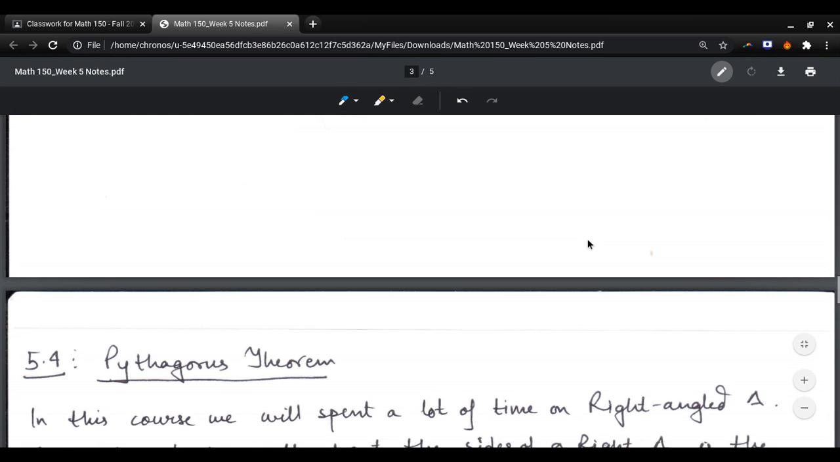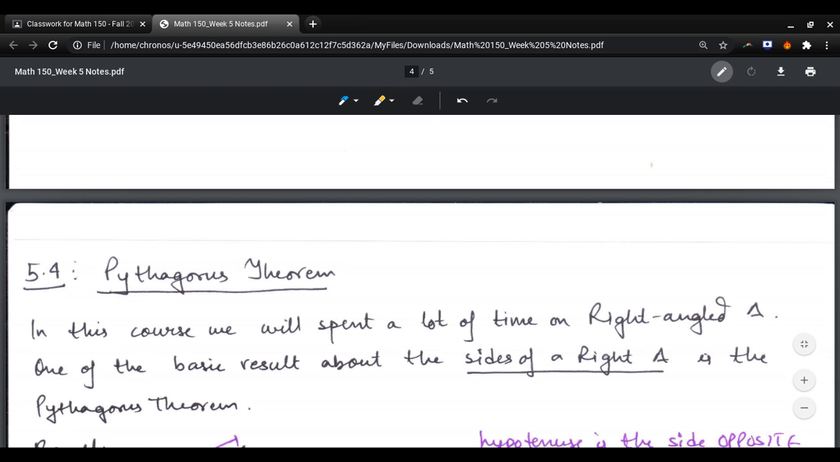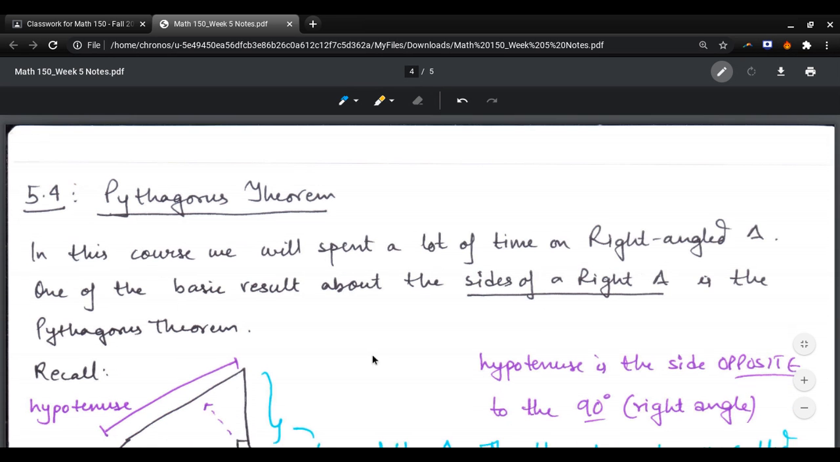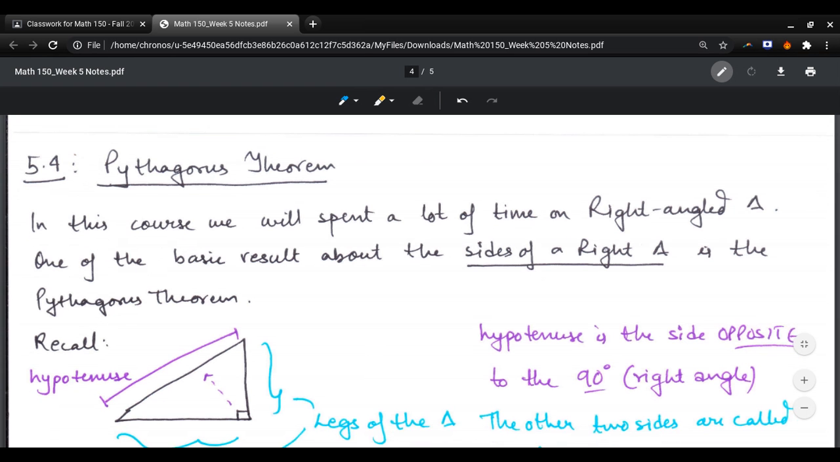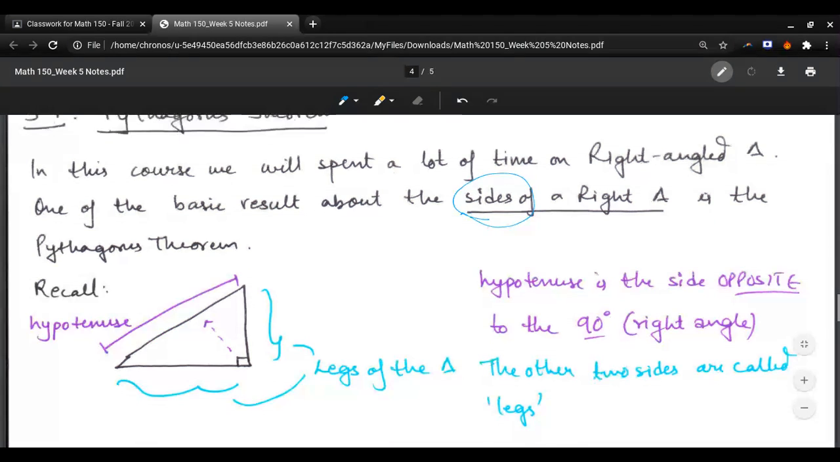Now, the next topic that we are going to talk about is called the Pythagoras Theorem. From this moment on, we are going to be spending a lot of time on right angle triangles. And one of the basic results about the sides of a right triangle is called the Pythagoras Theorem.